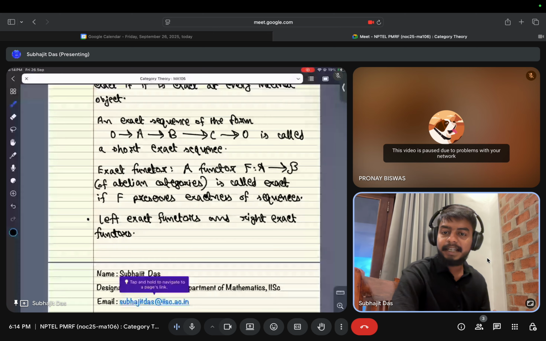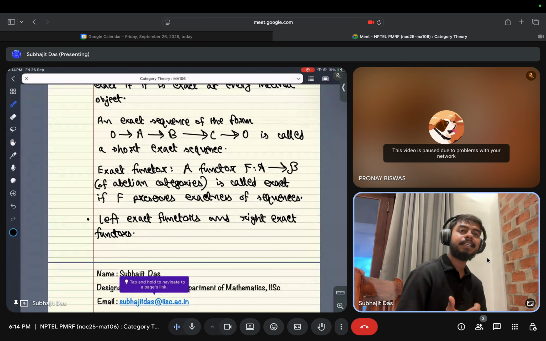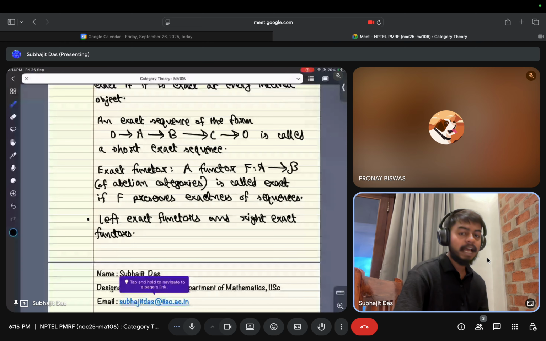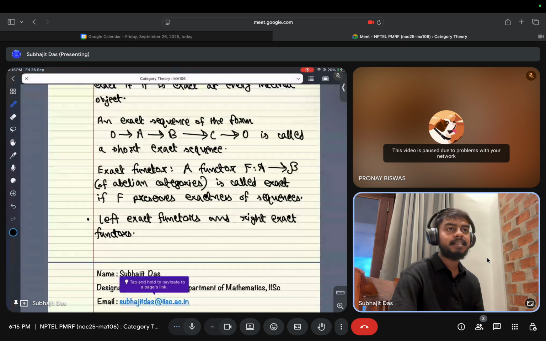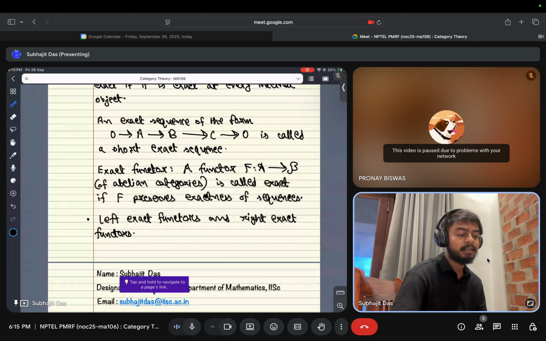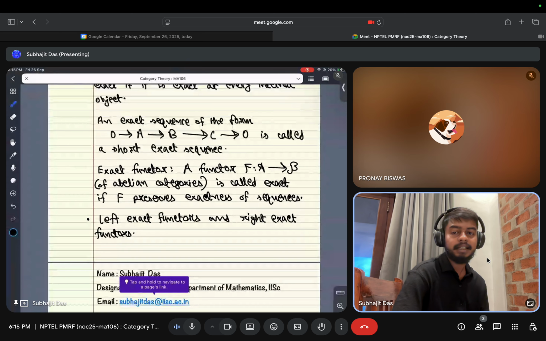The simplest way to state their definitions: left exact functors are exactly those which preserve kernels, and right exact functors are exactly those which preserve co-kernels. And it turns out that this simple requirement is enough to show that left exact functors are additive. So in particular, this means that they preserve biproducts. That means they preserve finite products.